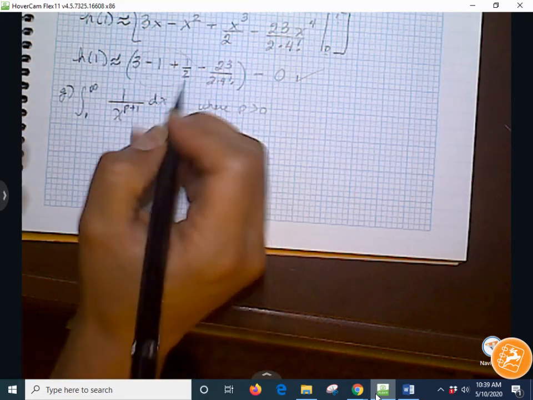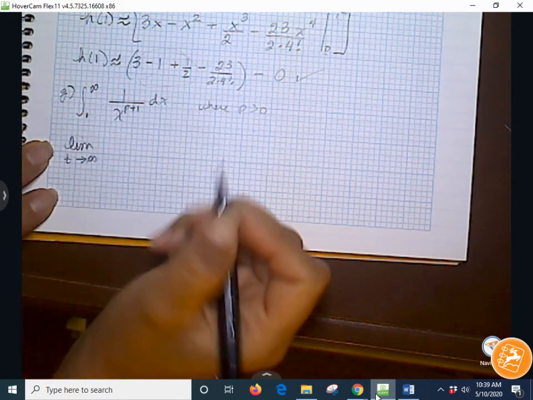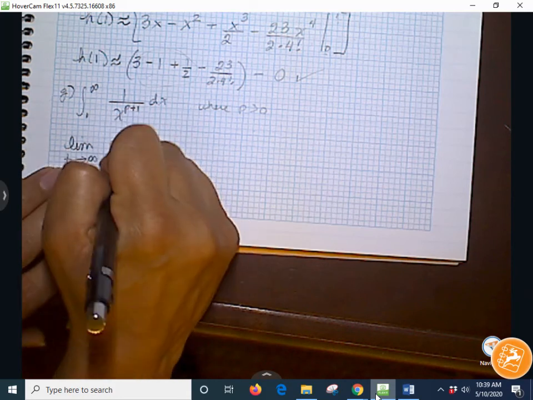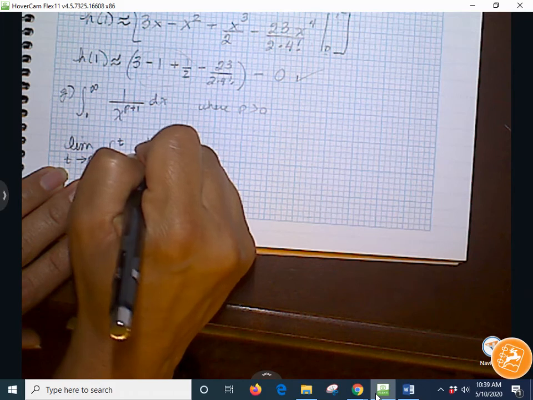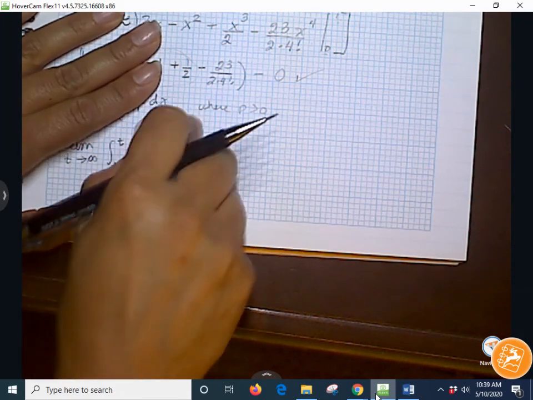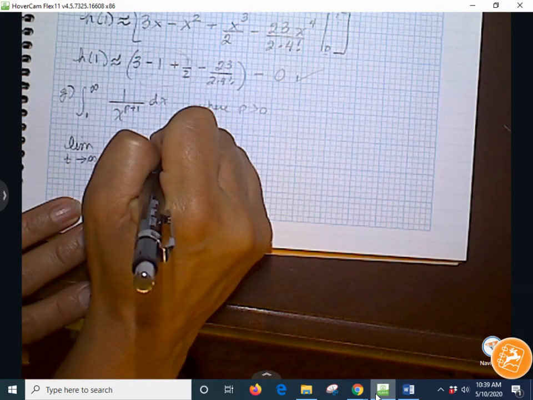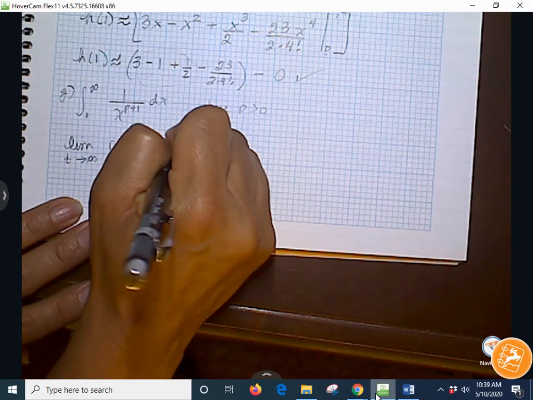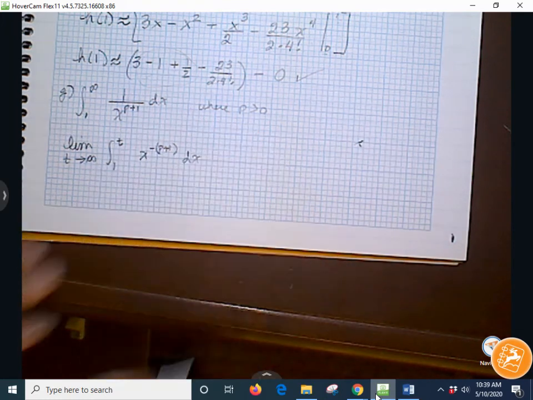Okay, so I'm going to do the limit as t goes to infinity of the integral from 1 to t of 1 over x to the p plus 1. Actually, you know what? x to the negative p plus 1, like so, dx.